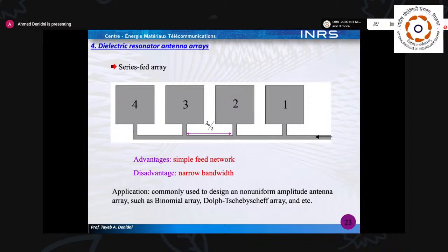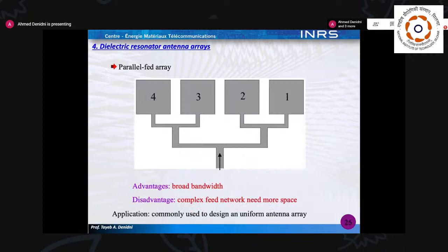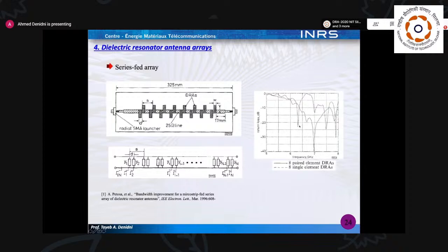And here we give some work from groups that designed this antenna, Petruzza and all. They designed this serial feeding. We can see here a transmission line, and we have the dielectric resonators fitted in a serial way. Here is the equivalent circuit, and here some results in terms of S11. This is just the reflection coefficient. You can see that we can operate at 7 gig, and also we have a wideband from 6, maybe 8, up to even 8 gig. And this is one design.